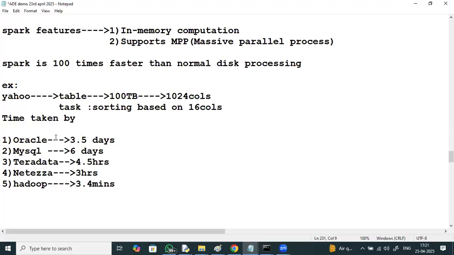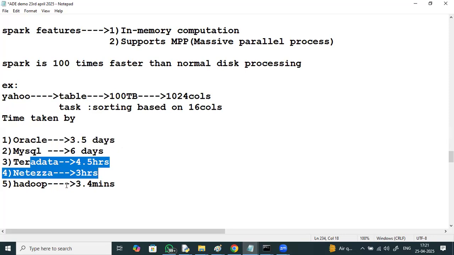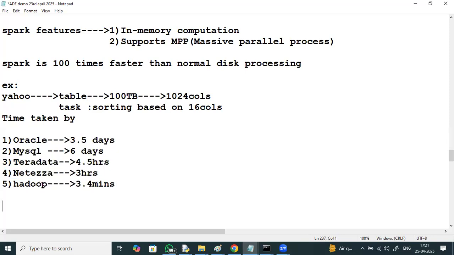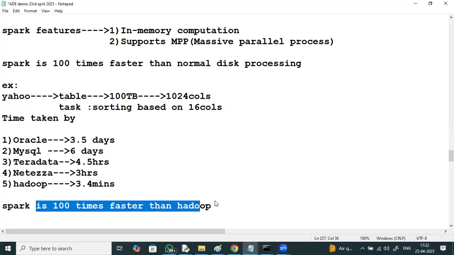So Oracle and MySQL have taken days of time. The specialized databases have taken hours. Hadoop has taken minutes. But see the speed of Spark: Spark is 100 times faster than Hadoop.